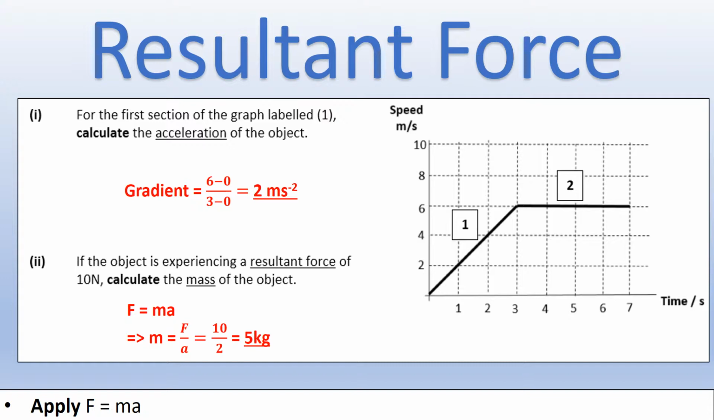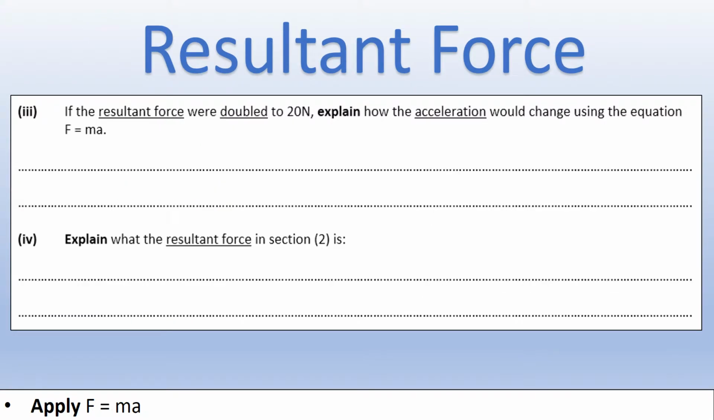Next, we'll have a look at something else. We're still using the same graph that we had before, but we're just going to do some describing and explaining with it. First off, if the resultant force was doubled to 20 newtons, explain how the acceleration would change using the equation F equals ma. So again, on your own piece of paper, and it is important you try and write this down and get this done properly, explain what you think would happen to the acceleration, and then you can compare it to my solution when you're done.